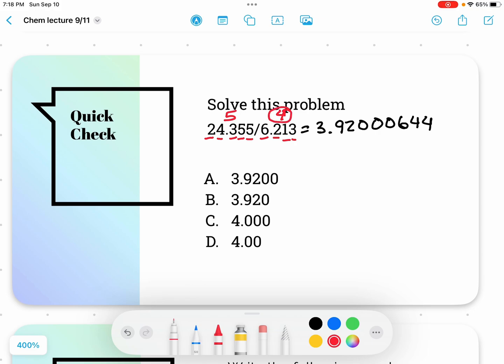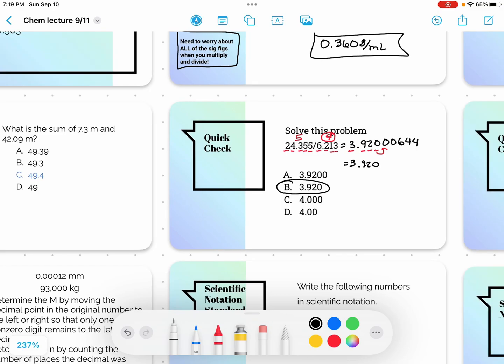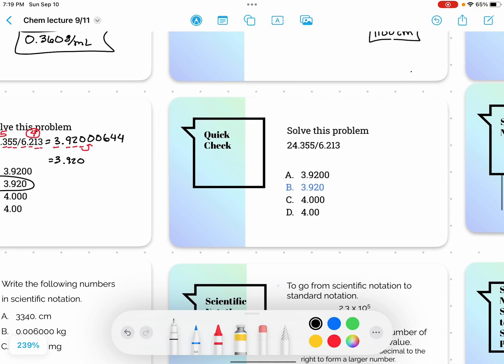So I'm going to start from the very beginning. 3 is a sig fig. This 9 is, 2 is, 0 is a sig fig because it's stuck between two numbers. I'm going to look behind. It's a 0. That means my final answer should be 3.920. So it's saying letter B should be my final answer. And we are correct.